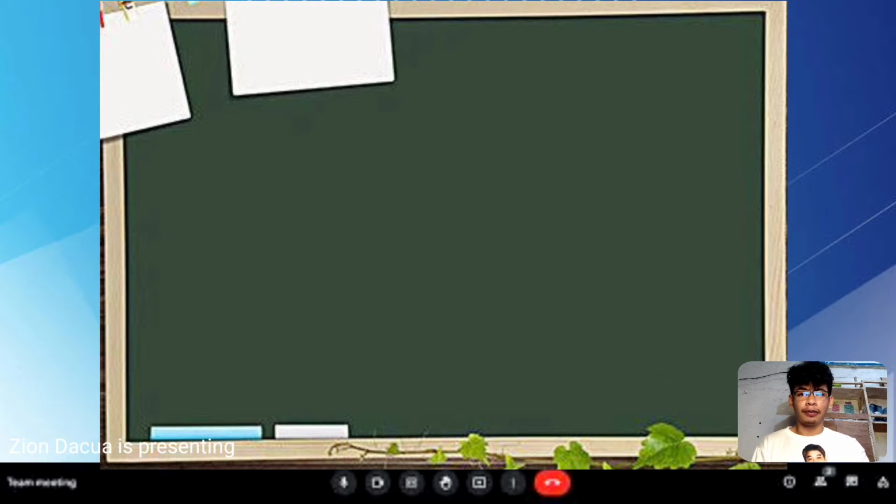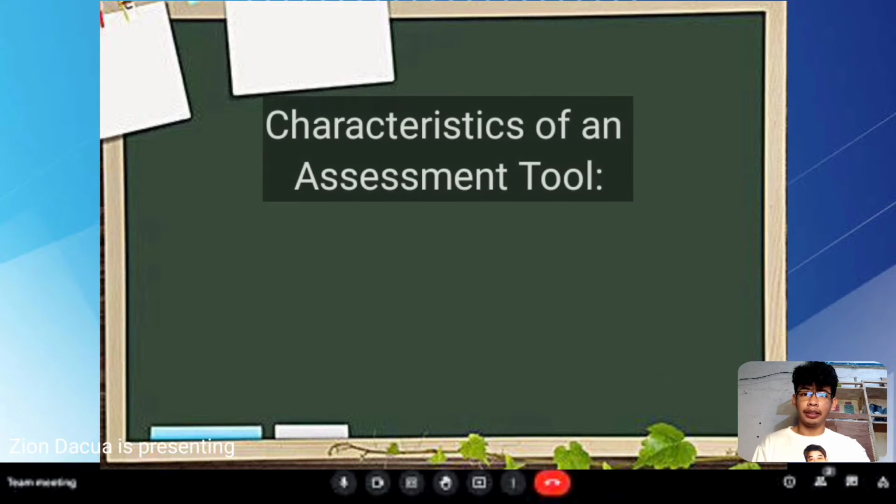So we also have the characteristics of an assessment tool. First, we have reliability. A reliable assessment tool produces the same results over time. So there is consistency or accuracy in these results. Here you should consider whether the test can replicate results whenever it is administered.